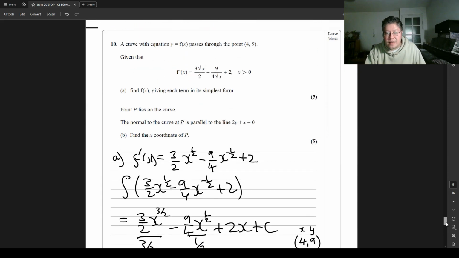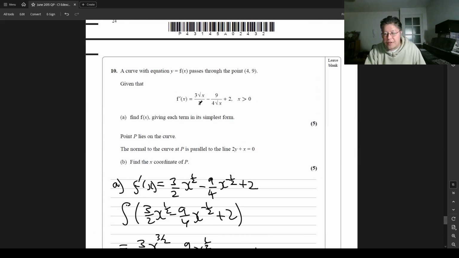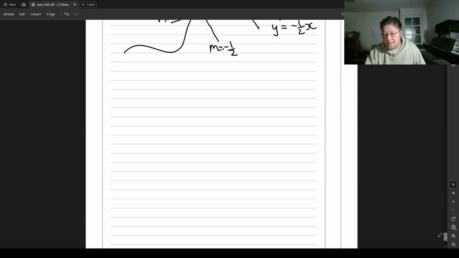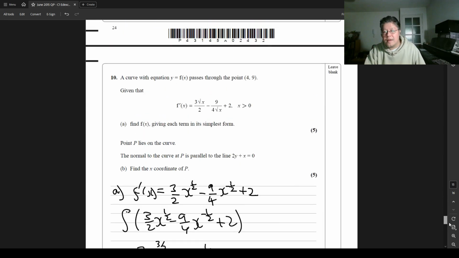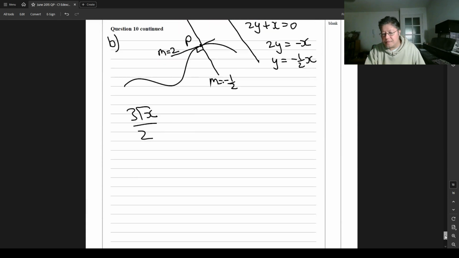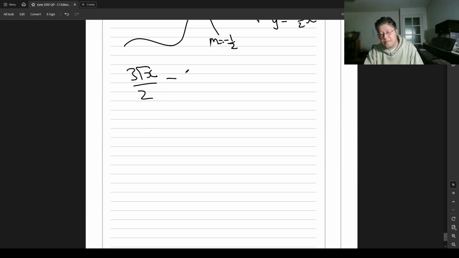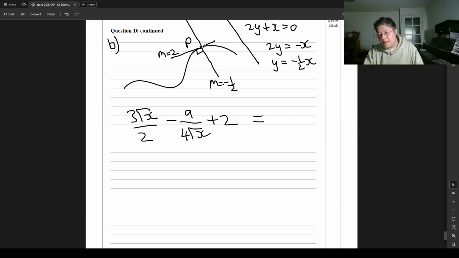So let's go back to get the derivative. So 3 root x over 2 minus 9 over 4 root x plus 2. Plus 2, and we're going to set that equal to the gradient of the tangent, which is a 2. And we can now solve this for x.